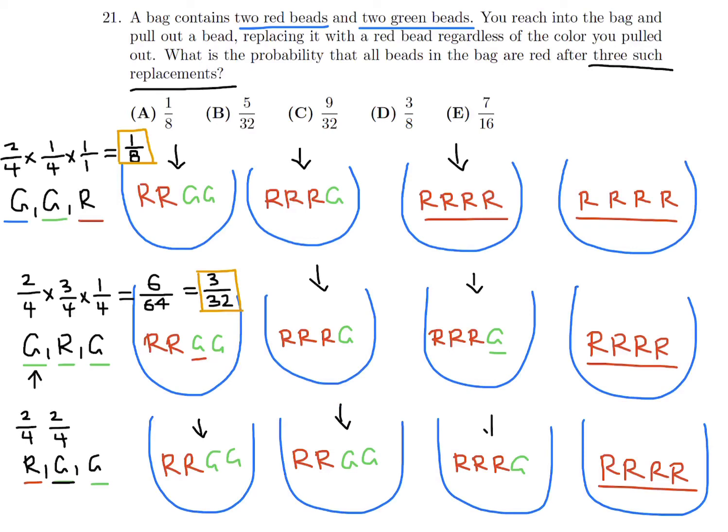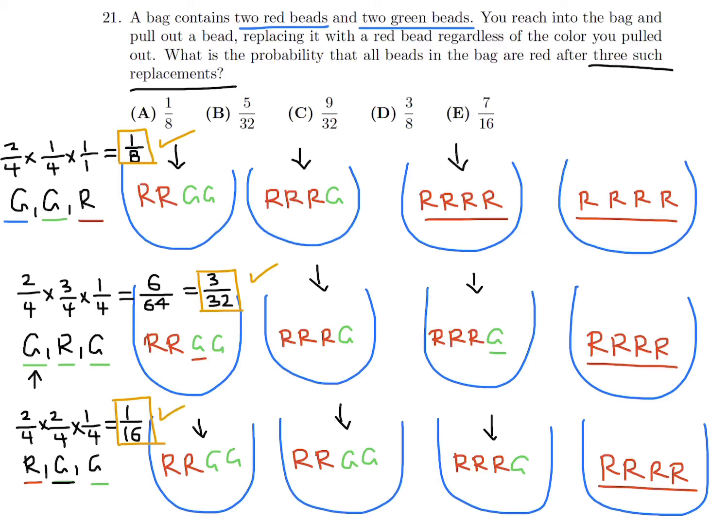Probability of getting a green here is 1 out of 4. Multiply those to get the full probability, and you get 4 over 64, which is 1 over 16. All right, 1 over 16. There you go. So we have 1 over 8, 3 over 32, and 1 over 16.